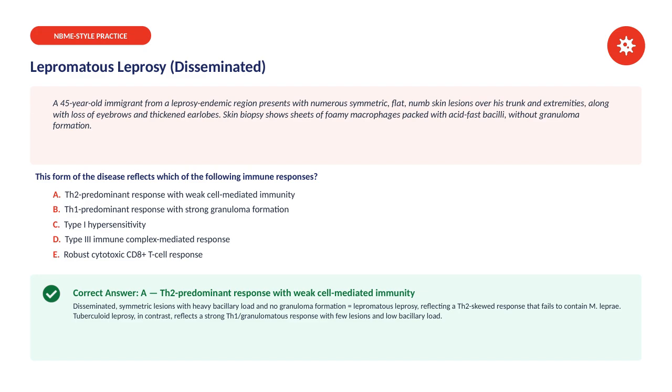This pattern reflects a Th2 predominant immune response, which is associated with weak cell-mediated immunity, allowing the bacteria to proliferate widely. In contrast, tuberculoid leprosy involves a strong Th1 response with granuloma formation and a much lower bacterial load. Thus, this patient's immune reaction is skewed toward Th2, leading to disseminated lesions and abundant bacteria.